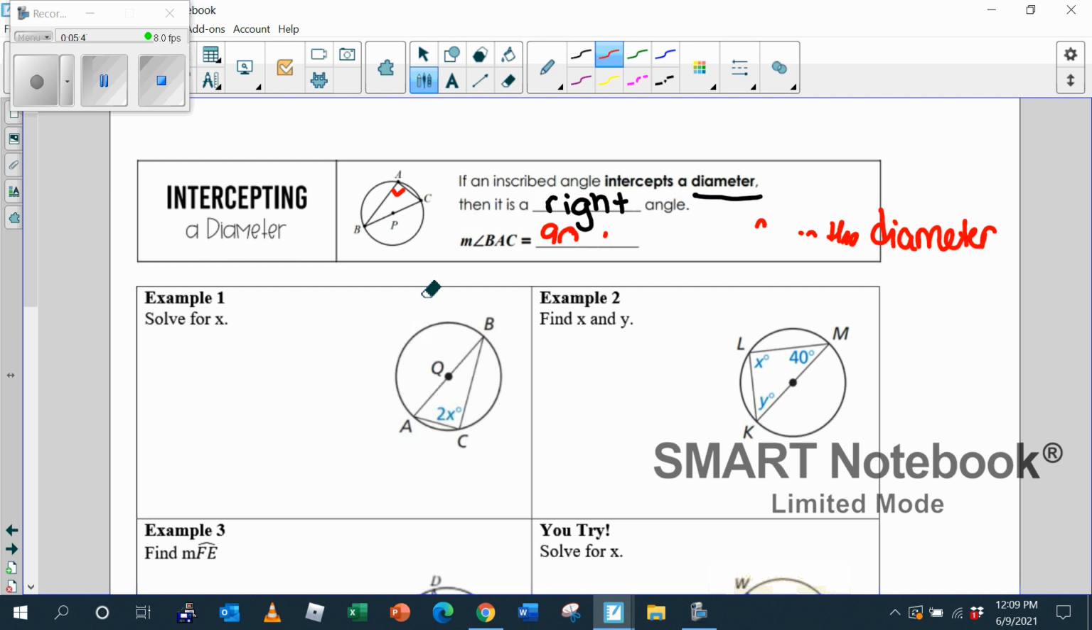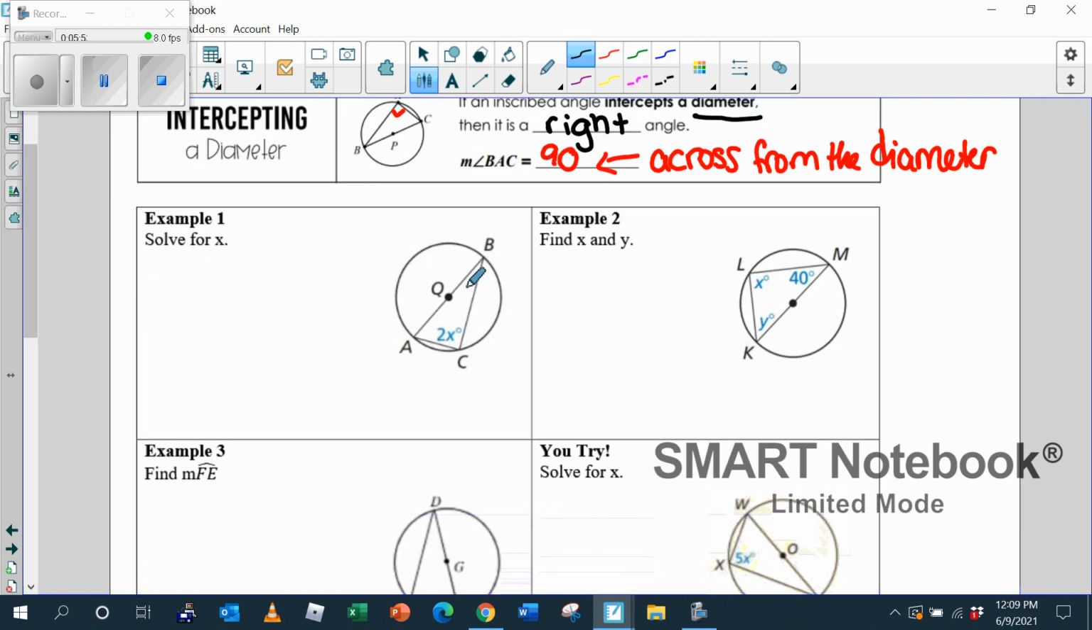All right, so let's go to the examples. Like I said, the 90 degrees is across from the diameter. I will be very specific on your test and your review that AB is the diameter. So that means you know the angle across from it, 2X, is equal to 90. We get X is equal to 45, and you're done. Go to example 2. Again, the angle across from the diameter, MK being the diameter, is X. So X is equal to 90.